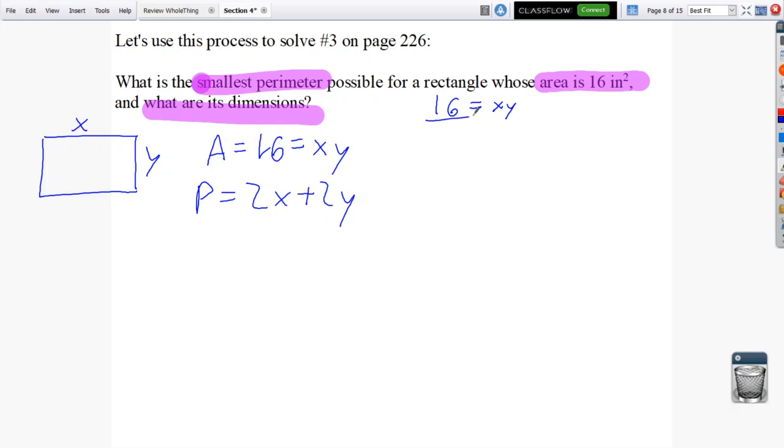I don't know why. So I'm going to divide both sides by X, which means I have 16 over X is equal to Y. I can now take this value and I can plug it in for Y right over here. So this equation now becomes 2X plus 2 times 16 over X. That's my perimeter. So now I've done step 5 where it is get the equation down to one variable.